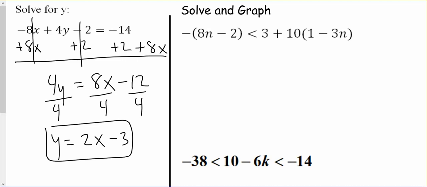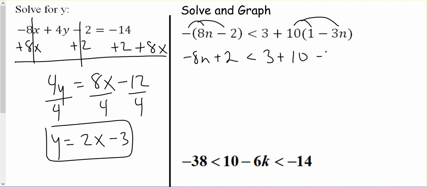Solve and graph the next problem. It's an inequality. We've got parentheses, so we'd like to get rid of those. We'll distribute this negative 1. That turns into negative 8n plus 2 is less than 3. And then we'll have to distribute the 10 through, plus 10 minus 30n.